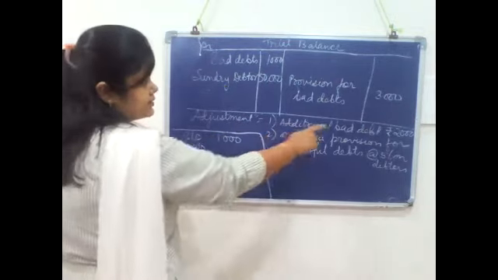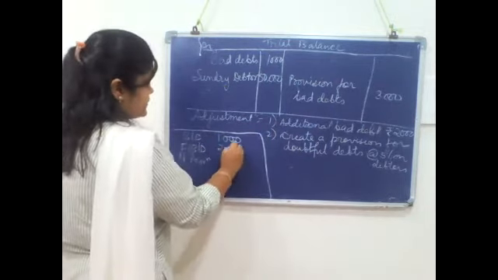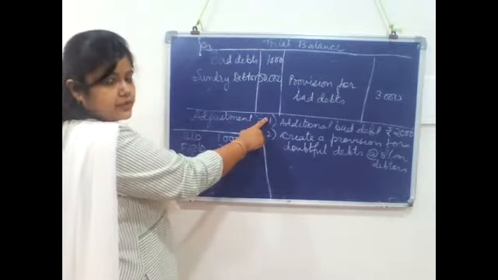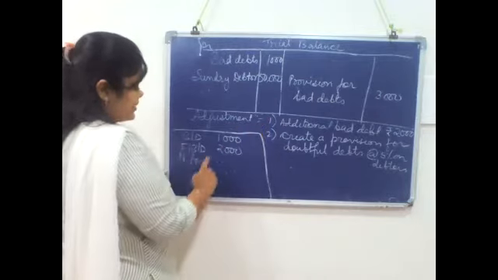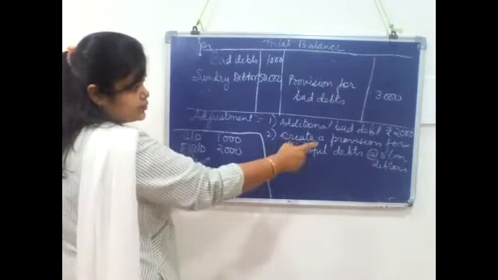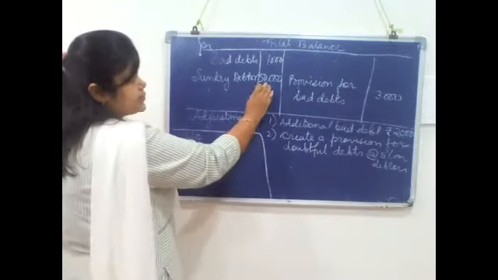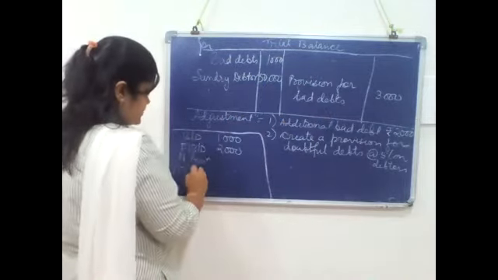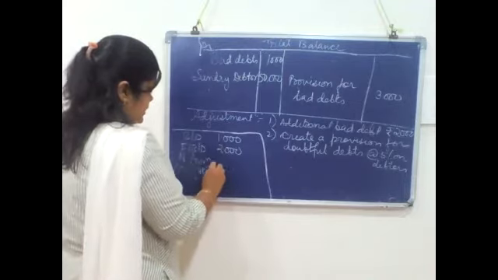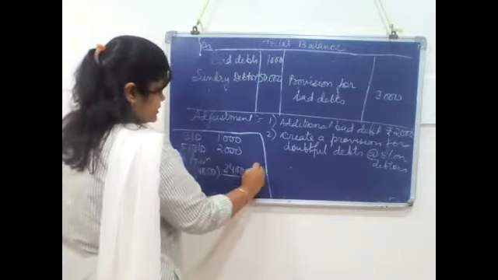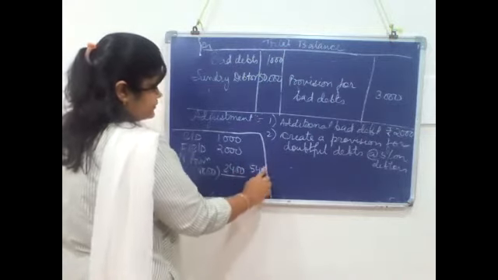Further bad debt is 2,000. What is further bad debt? The bad debt we get to know after preparation of the trial balance. And then the new provision. This new provision is 5%. 5% on what? Good debtors. Good debtors means 50,000 minus 2,000. That means 5% of 48,000. That means 2,400. So the total amount is 5,400.